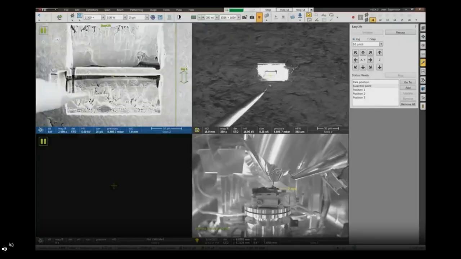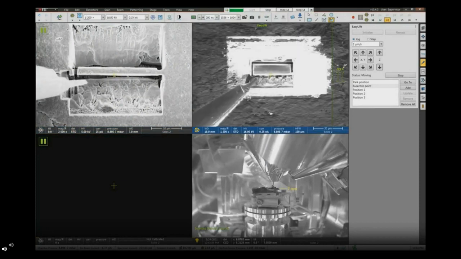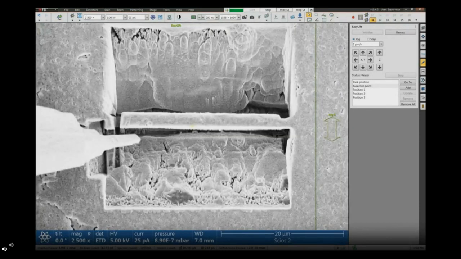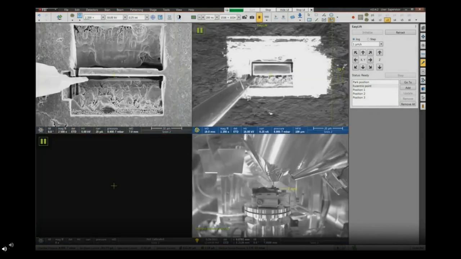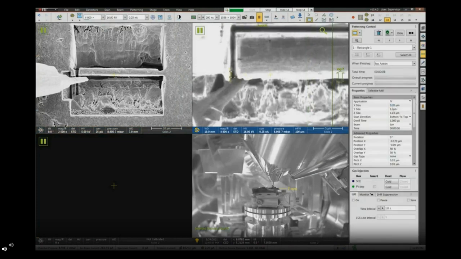And then I've included a video of this process, so I'll go ahead and talk over this video a little bit. I'm moving the needle into position. This is my sample, my region of interest already chosen. My trenches are cut. My J-cut is cut.